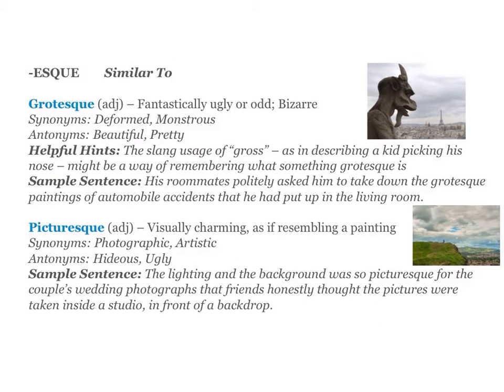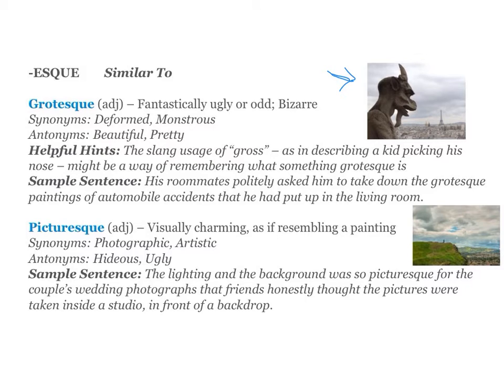Your next root is esque, which means similar to. And your first word is grotesque, which means fantastically ugly or odd, bizarre. This picture here is a statue done in a grotesque style, or you could say it's a grotesque statue. As you can see, it's that ugly horn and beard and sort of misshapen face. So there are a lot of statues in classic architecture that could be described as grotesque.